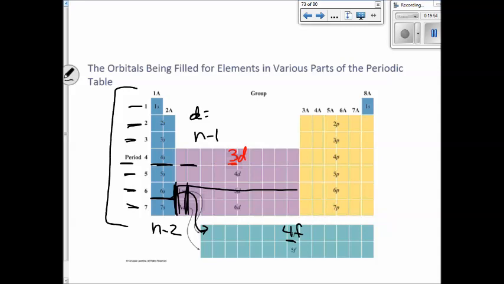Okay? That one is a little bit higher level. We didn't make you do the F's last year, but you've got to remember the F's come in here. This is the little insert area. Those rows actually are inserted right here. So 6s, 4f, 5d, 6p. Then it goes 7s, 5f, 6d, 7p. Okay? So keep that in mind.